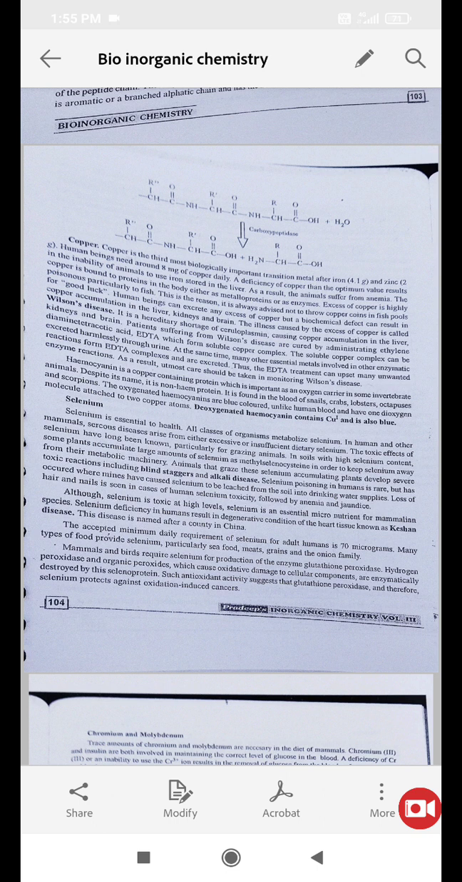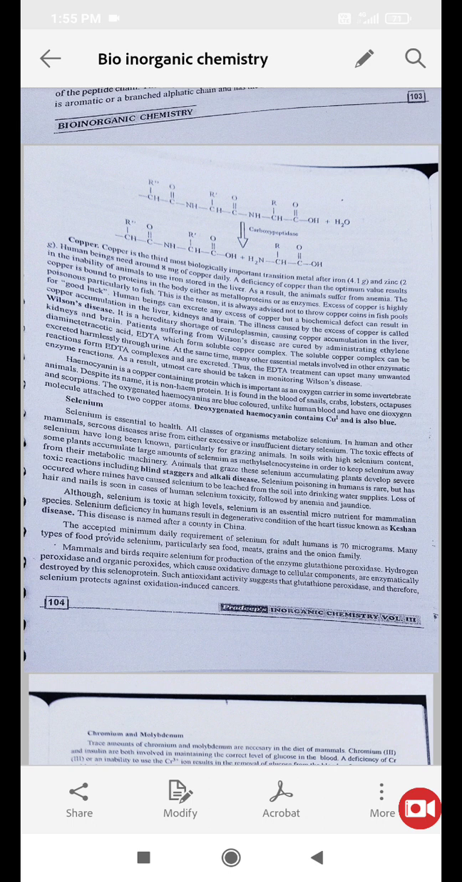At the same time, many other essential metals involved in other enzymatic reactions form EDTA complexes and are excreted. Thus, the EDTA treatment can upset many necessary enzyme reactions. As a result, utmost care should be taken in monitoring Wilson's disease.